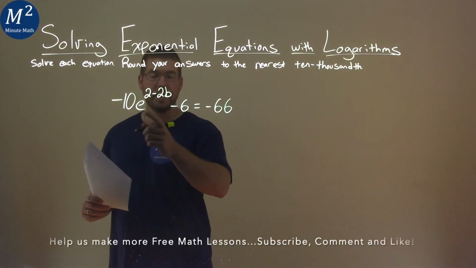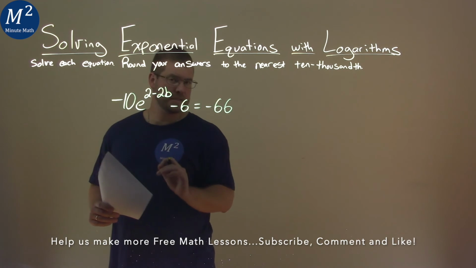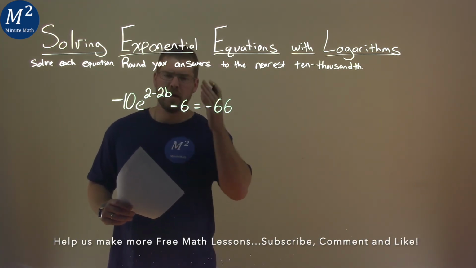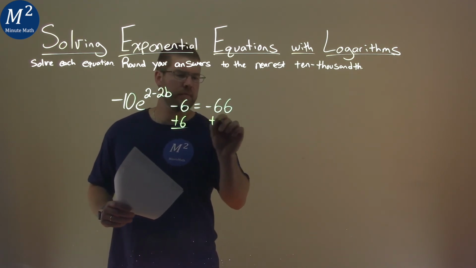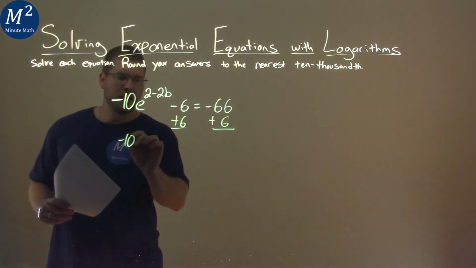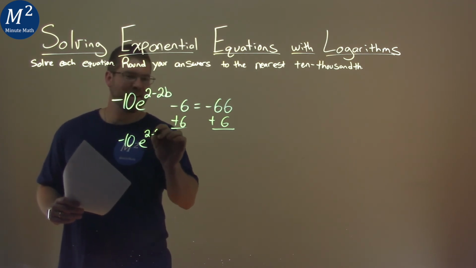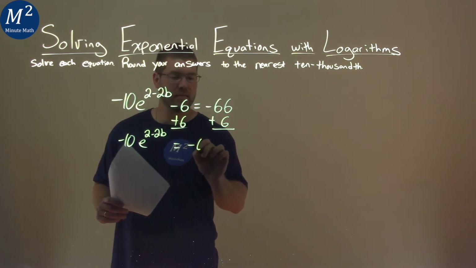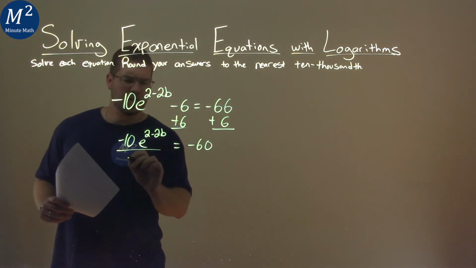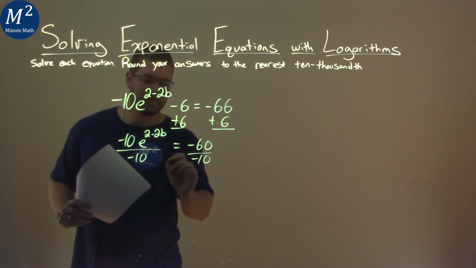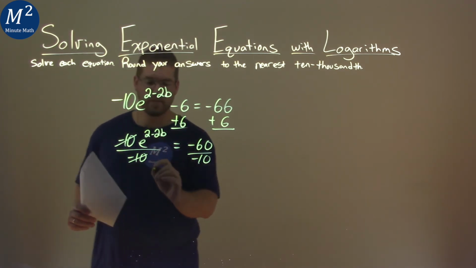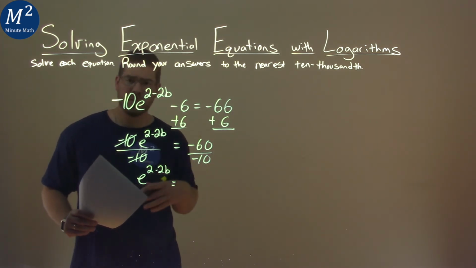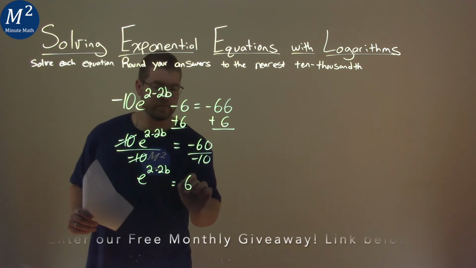I'm given this problem right here. Negative 10 times e to the 2 minus 2b power minus 6 is equal to negative 66, and we have to solve this equation. First step, I'm going to add 6 to both sides. Negative 10 times e to the 2 minus 2b is equal to negative 66 plus 6, which is negative 60. I now can divide both sides by negative 10. Negative 10's cancel here on the left, and so we have e to the 2 minus 2b is equal to, and negative 60 divided by negative 10 is a positive 6.